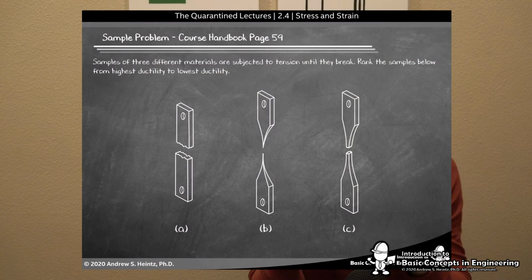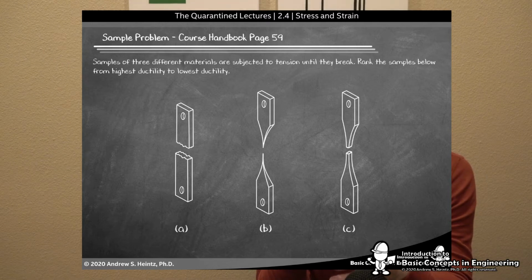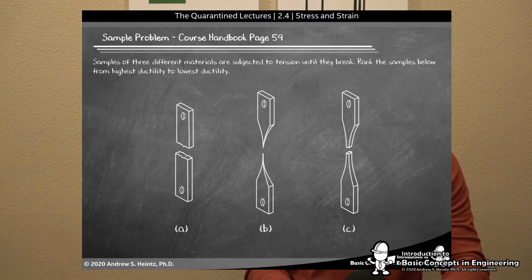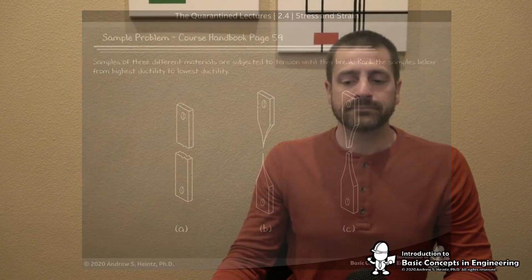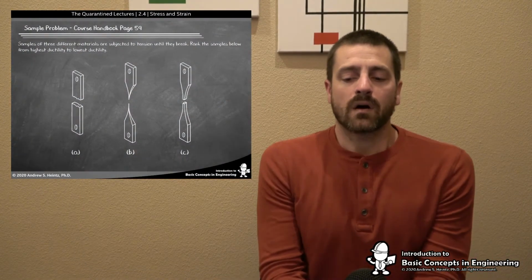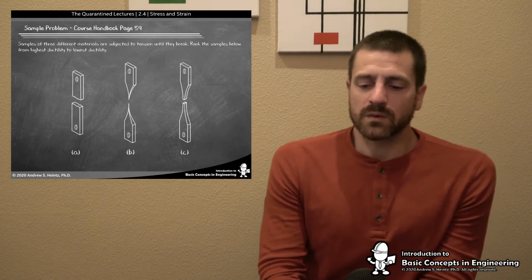So if we go to Course Handbook page 59 for our sample problem, samples of 3 different materials are subjected to tension until they break. Rank the samples below from highest ductility to lowest ductility. All right, so let's go through the samples one by one before we show the answer.